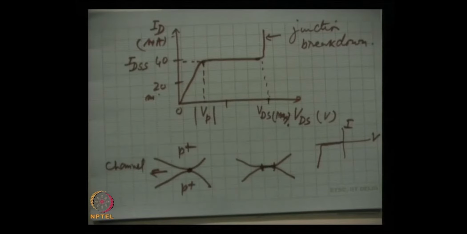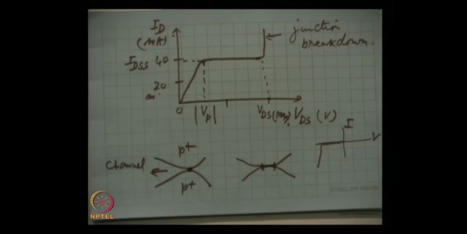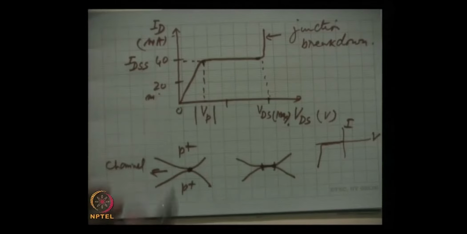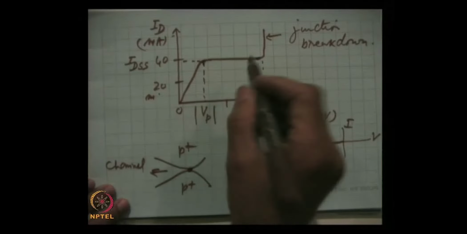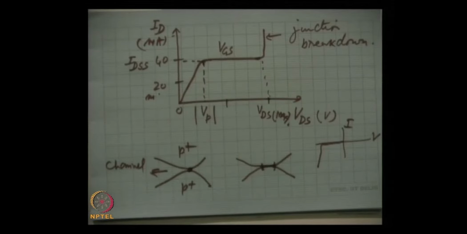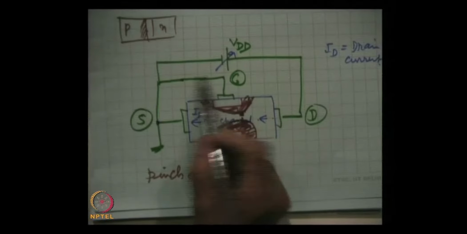Now, this maximum current is known as IDSS. This is the maximum current in a JFET. I am sure you have followed these characteristics, and this is when VGS, that means gate source voltage, is 0, because we grounded the gate.